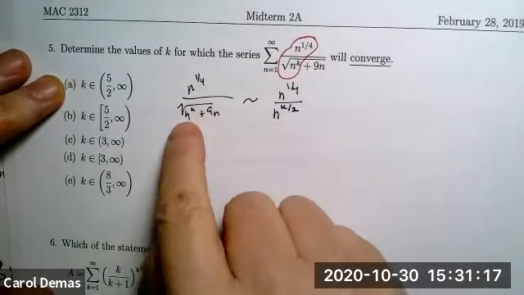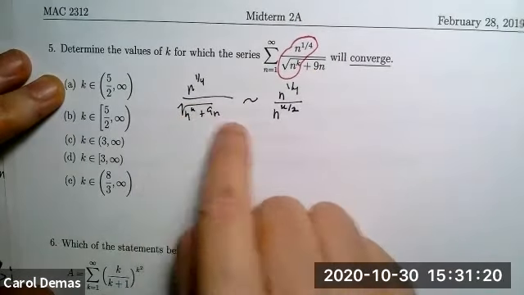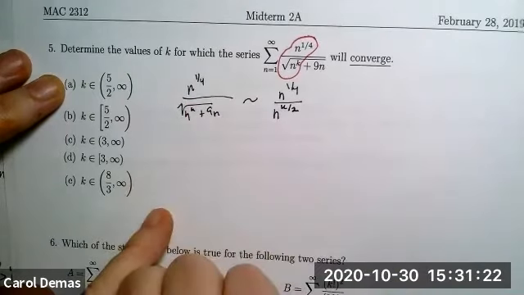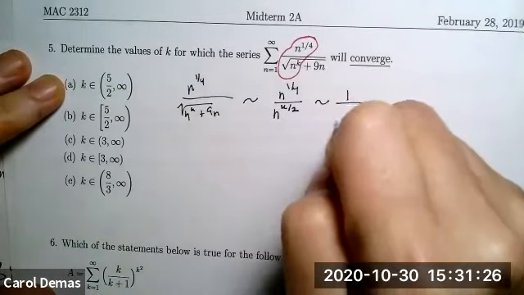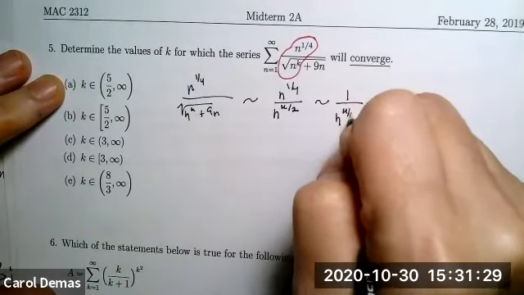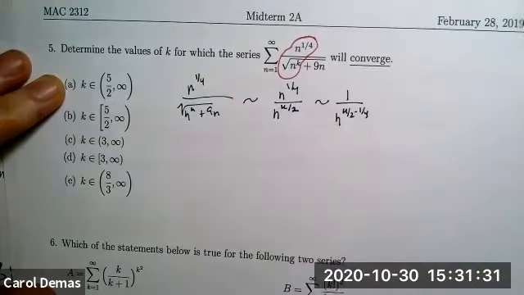Okay, does everybody see that? This power on n is n^(k/2), because that's a square root. Now, I want to write this like a p-series, so I'm going to write this as 1 over n^(k/2 - 1/4). Okay?